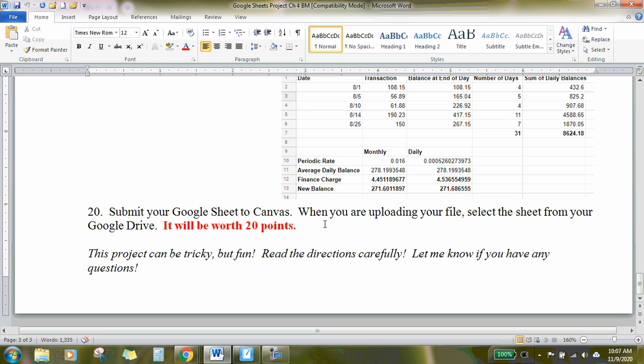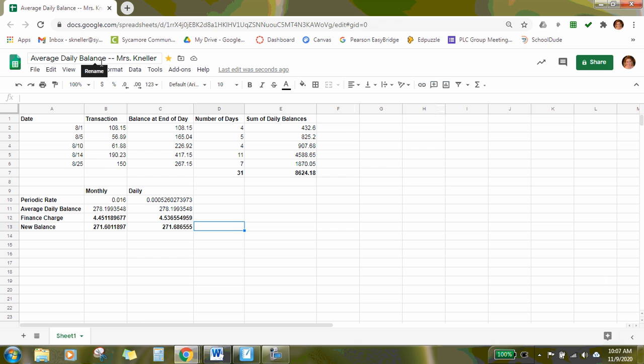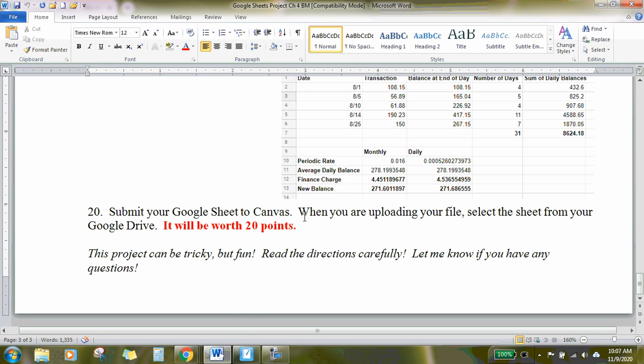So when you're going to submit your work, just upload the file and make sure you select the correct file, select your sheet from your Google Drive. Okay, so make sure you have the sheet that has the right name on it. We named it the average daily balance. Okay, so that's the sheet that you need to upload. And it'll be worth 20 points, just like the other projects.